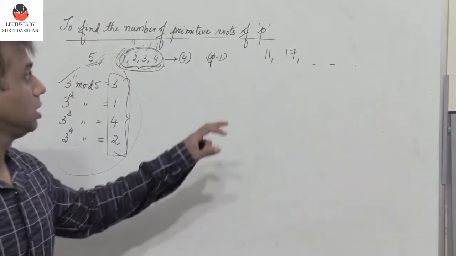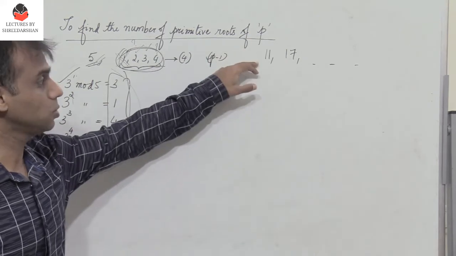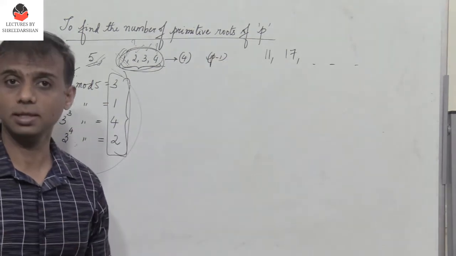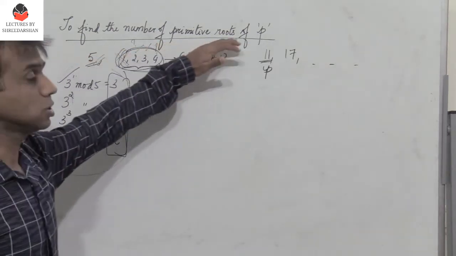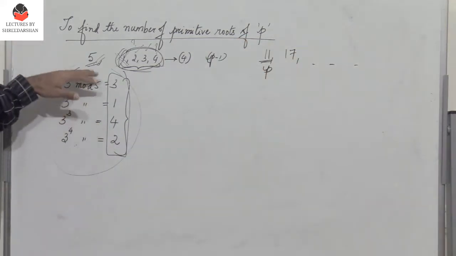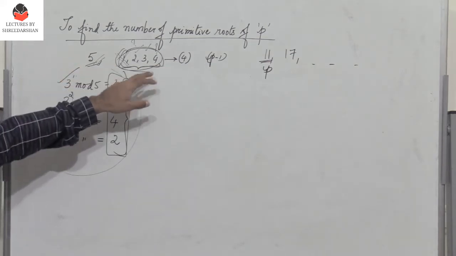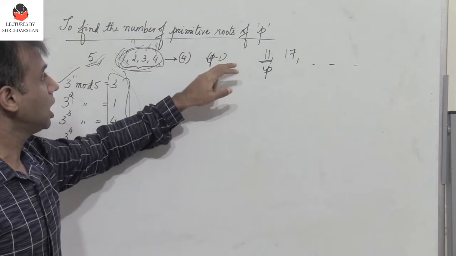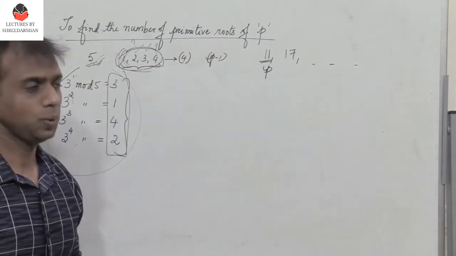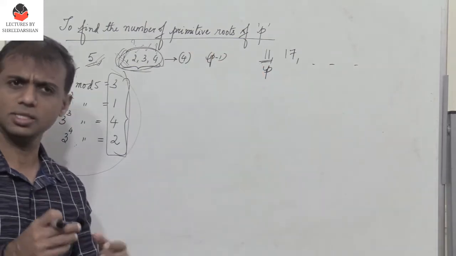So how many numbers less than 11 are primitive roots of 11? So how do I find that? We have a very simple expression. To find the number of primitive roots of a given prime number p, here we are really not sure how many numbers are primitive roots of 5. We only found out for 3, isn't it? So for example, if you are asked how many numbers are primitive roots of 11, we cannot do this process for all the numbers from 2 to 10, isn't it? So there's an easier way.